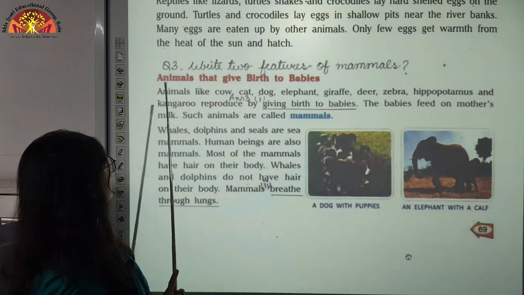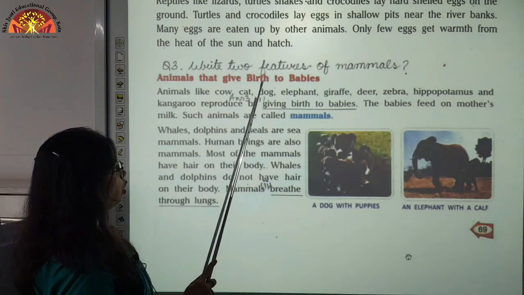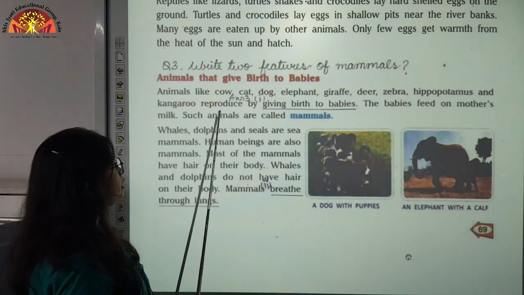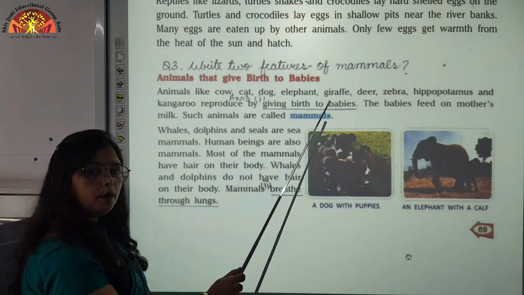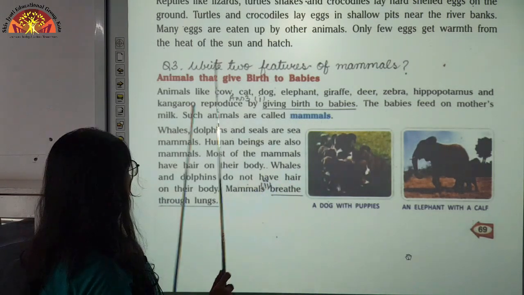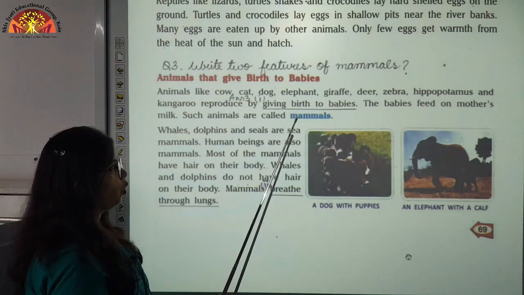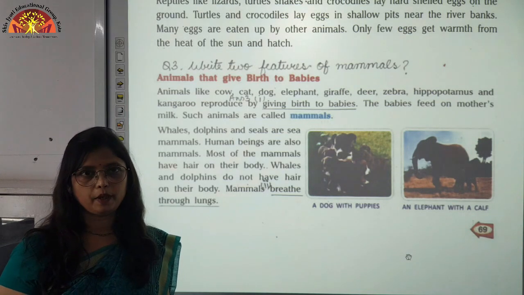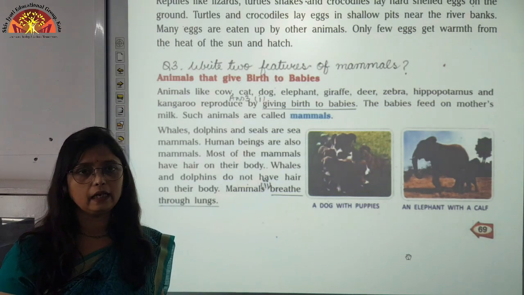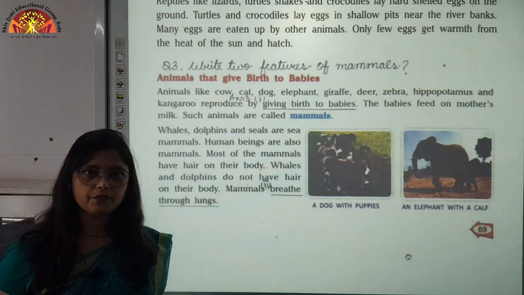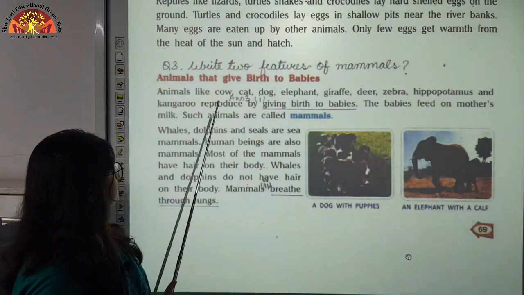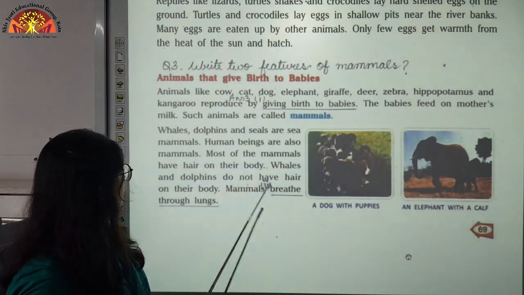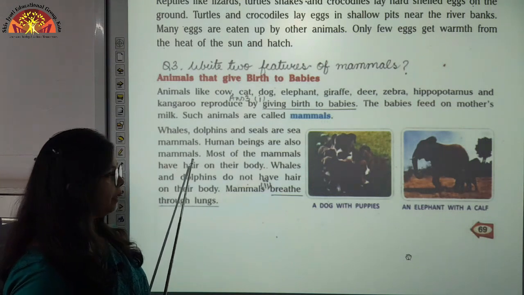to babies. Animals like cow, cat, dog, elephant, giraffe, deer, zebra, hippopotamus and kangaroo reproduce by giving birth to babies. The babies feed on mother's milk. Such animals are called mammals. So here children, animals which give birth to babies and feed them with their own milk are called mammals. Some examples of mammals are, you can see here, cow, cat, dog, elephant, giraffe, so many examples are there. Even human beings are also mammals, okay.